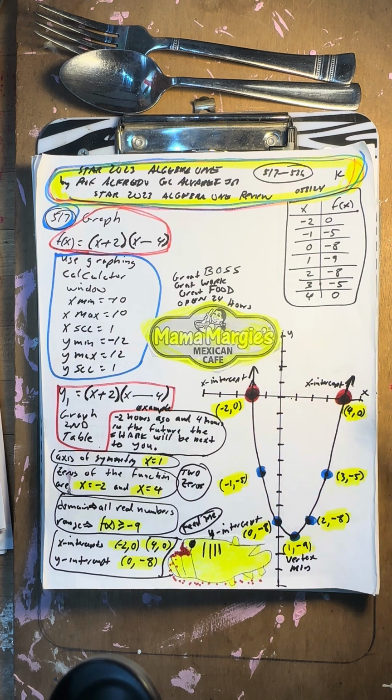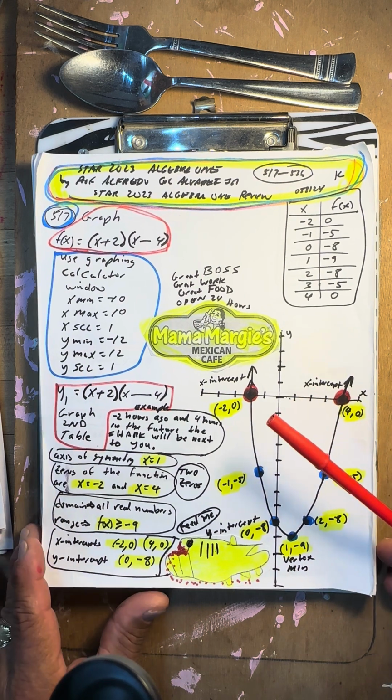Now, you have information on this. What is it? This is the x-intercept right here, and this is the other x-intercept. The y-intercept is right here: 0, negative 8. And down here, see the low point? That's the vertex. And also, this is a min. So at 1, you go to negative 9.